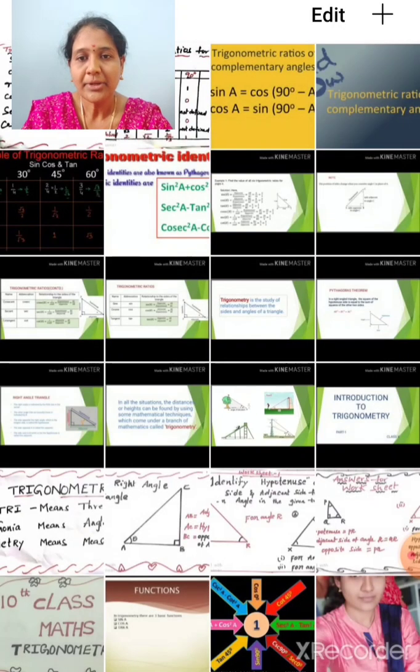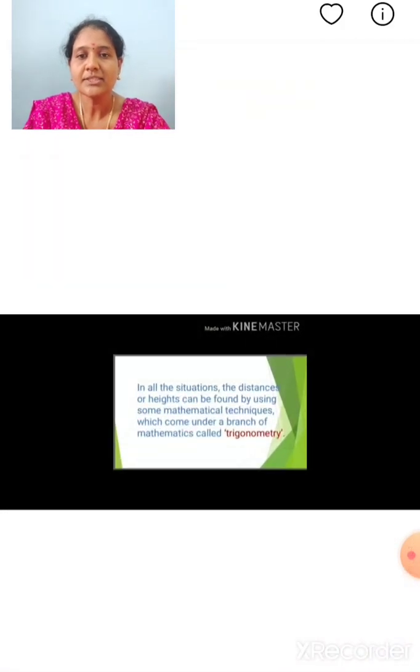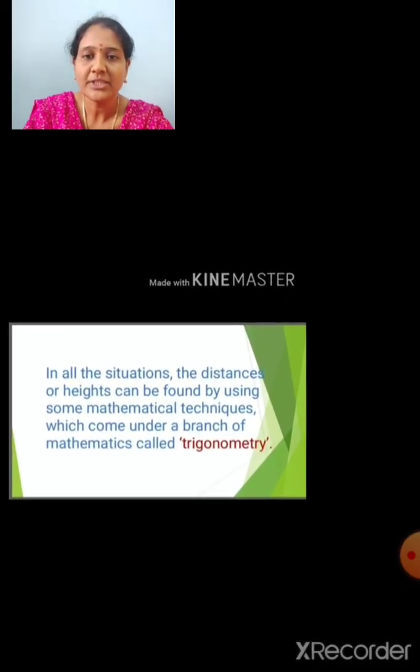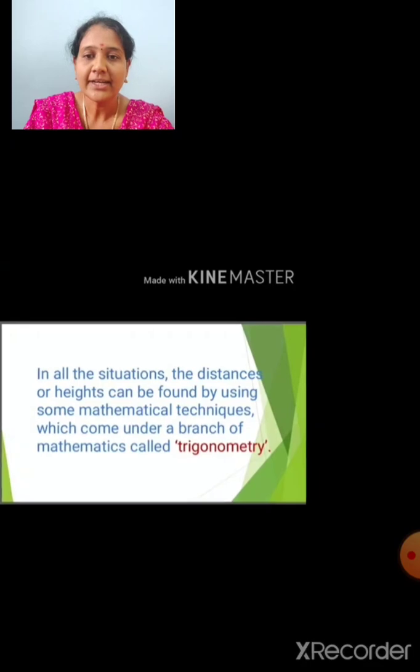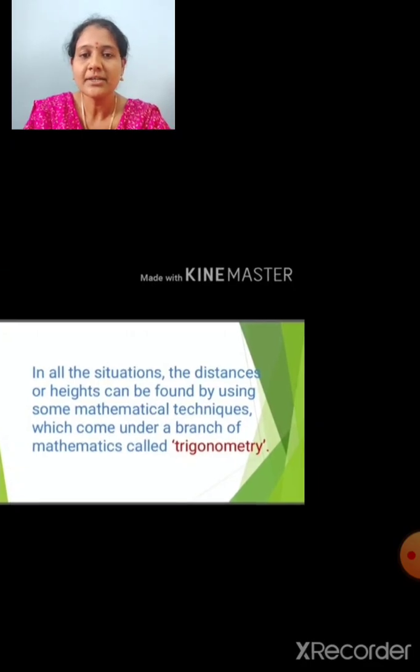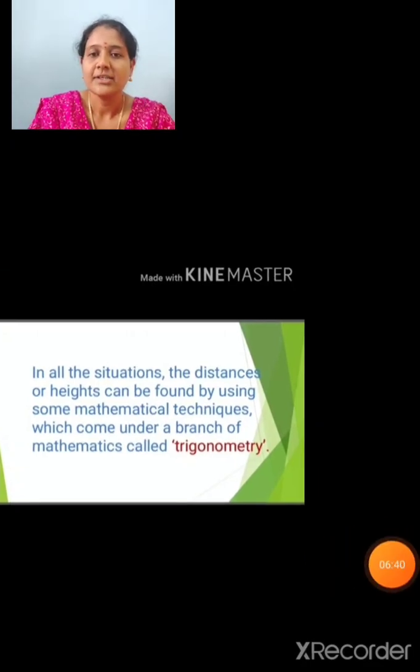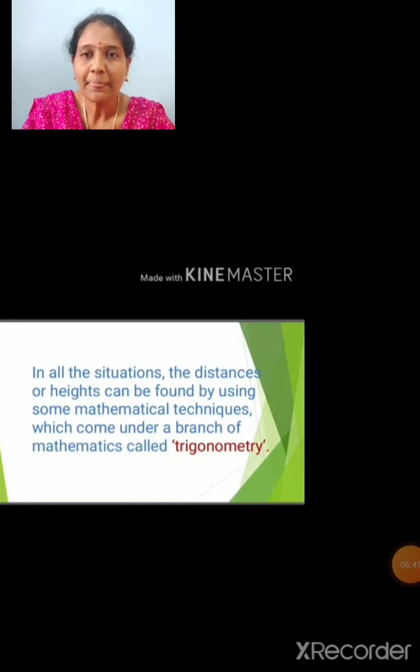Next, coming to our concept, in this situation the distance or height can be found by using some mathematical techniques which come under the branch of mathematics called trigonometry. So in all the situations the distances or heights can be found by using some mathematical techniques which come under the branch of mathematics called trigonometry.